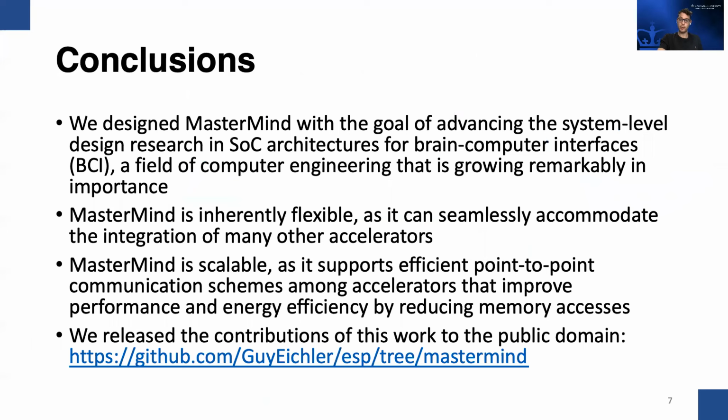We designed MasterMind with the goal of advancing the system-level design research in SoC architectures for brain-computer interfaces, a field of computer engineering that is growing remarkably in importance. MasterMind is inherently flexible, as it can seamlessly accommodate the integration of many other accelerators. MasterMind is also scalable, as it supports efficient point-to-point communication schemes among accelerators that improve performance and energy efficiency by reducing memory accesses. We released the contributions of this work to the public domain in the following link.